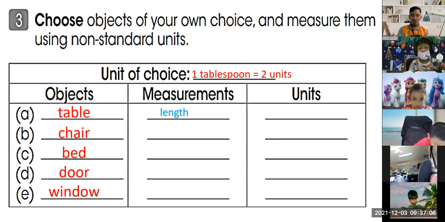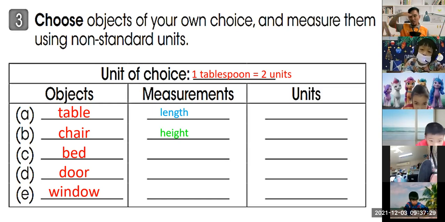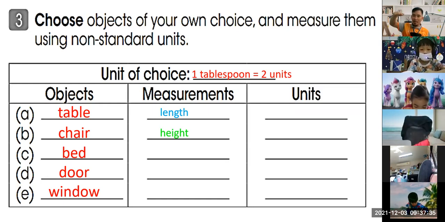Okay, now for the chair, we will measure the height of the chair. Okay, height. When we say height, height แปลว่าอะไรครับ? Height ความสูง. Okay, length ความยาว, height ความสูง. We will measure the height of the chair. How high is your chair? How long is your table?